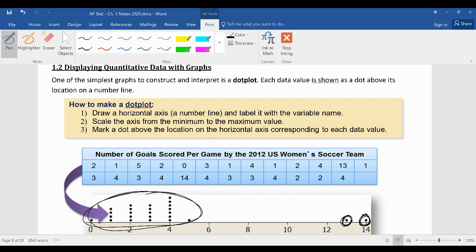All right, guys, we're going to continue on with section 1.2, which is displaying quantitative data with graphs. So in section 1.1, we dealt with categorical data. Now we're shifting gears into quantitative data, so we're talking about things that can take on numerical values.